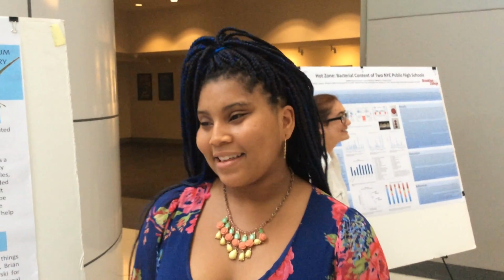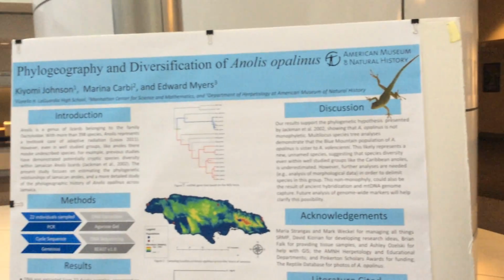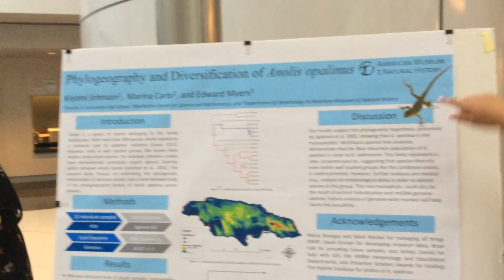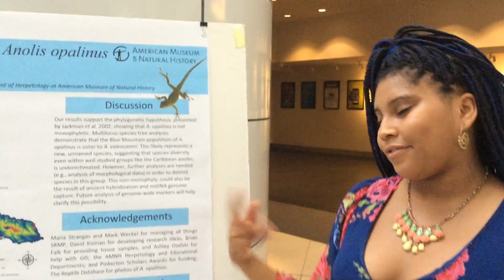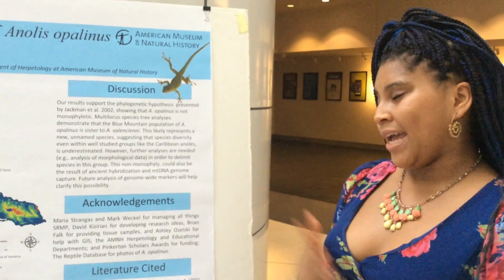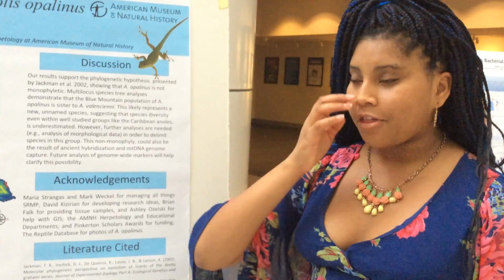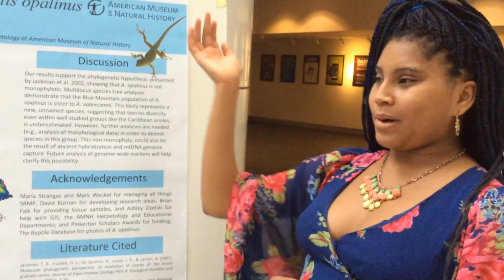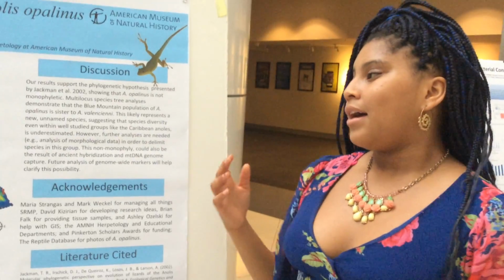My name is Kiyomi, and this is my poster on phylogeography and diversification of Anolis oculitis, which are these little guys. So basically, Anolis is a genus of lizard. In that genus, there are over 300 species. They're found all throughout South America and throughout like Florida and down in North America.